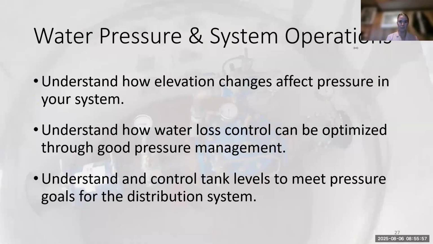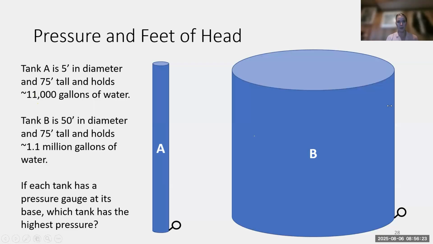For water pressure and system operations, it's really important to understand how elevation changes affect pressure in your system, and how water loss control can be optimized through good pressure management, right? Not having too much or too little pressure in your system, and then understanding and controlling tank levels to meet pressure goals for the distribution system. So these are all really critical for operators.